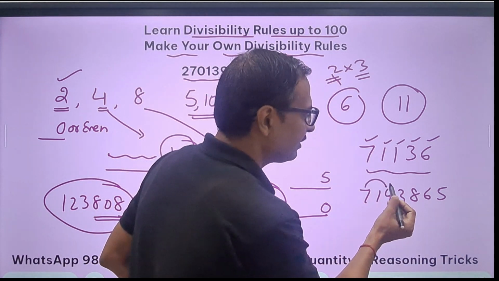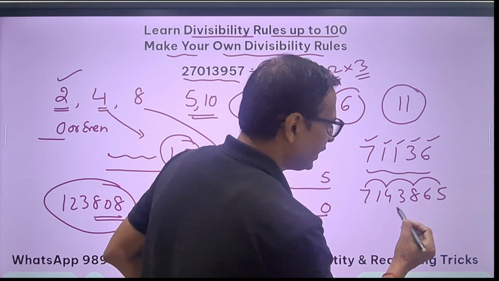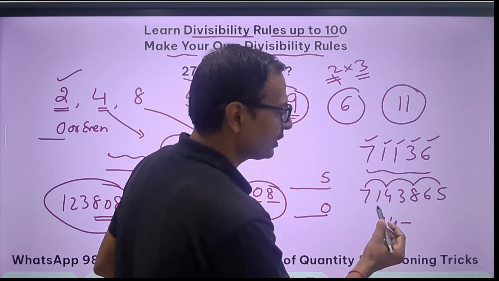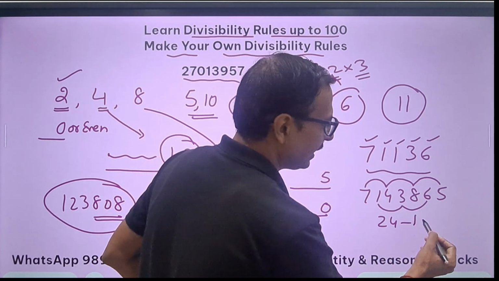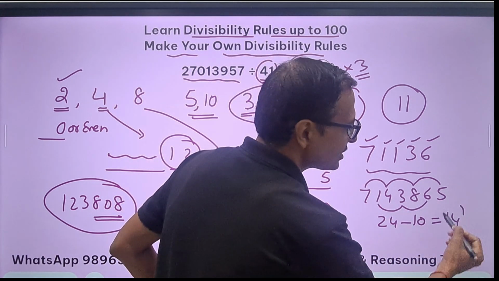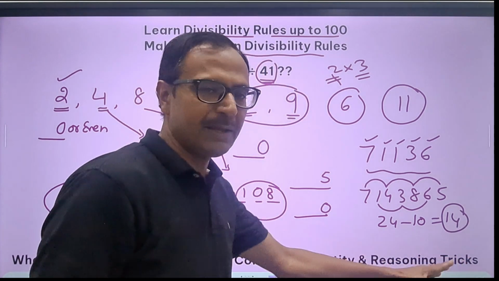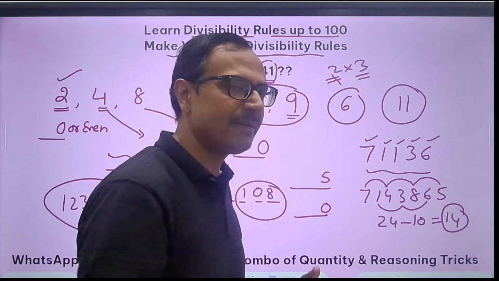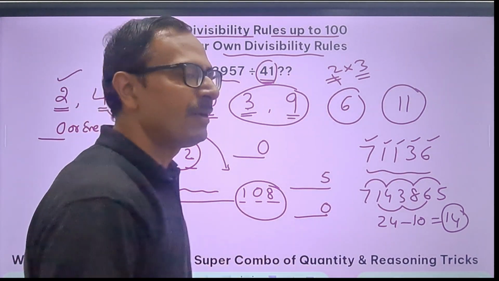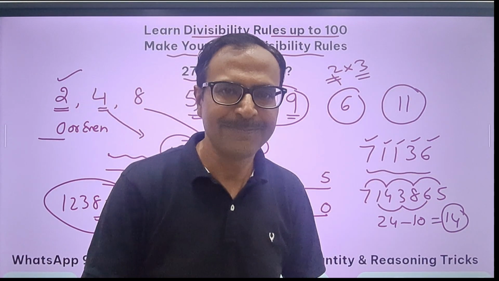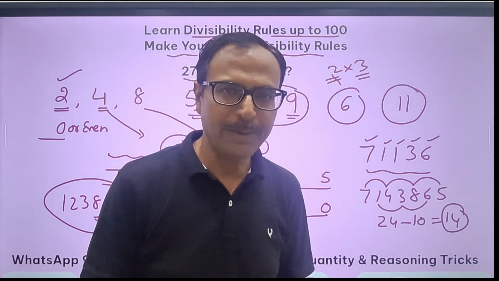7 plus 4, 11 plus 8, 19 plus 5, 24, and subtract what? The even positions: 1 plus 3, 4 plus 6, 10. Now you get 14. 14 is not divisible by 11, and therefore the entire number is not divisible by 11. So this is just a gist of what you do at school level, and I think most of us know that, right? Now come to the important part.